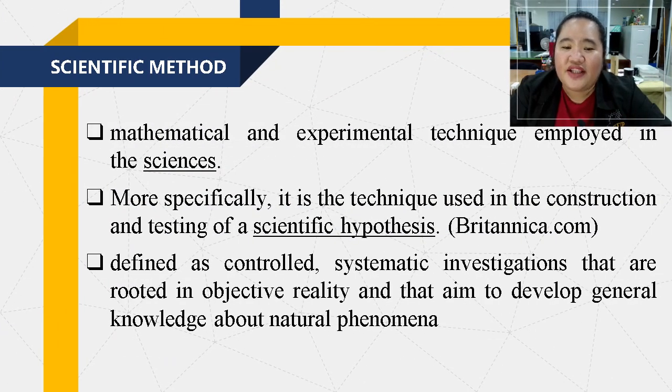So we're going to learn the definition of the scientific method. The scientific method is the mathematical and experimental technique employed in the sciences. More specifically, it is the technique used in the construction and testing of a scientific hypothesis. Again, class, a hypothesis means an educated guess. You're going to see through the scientific method whether your hypothesis is true, and whether you're going to accept it, or reject or deny your hypothesis.